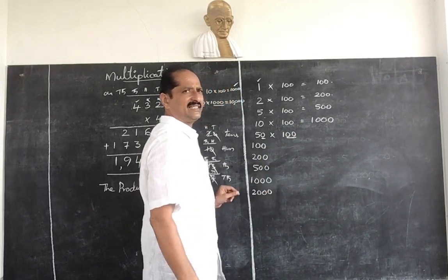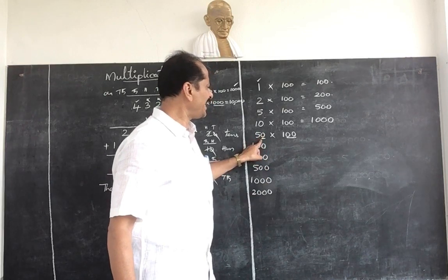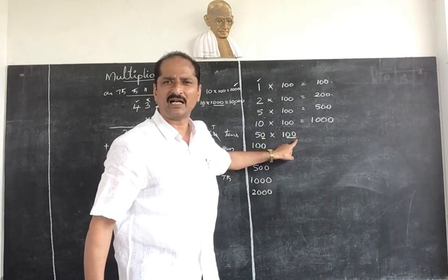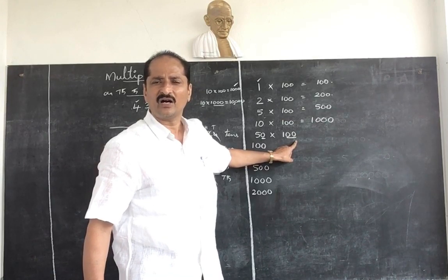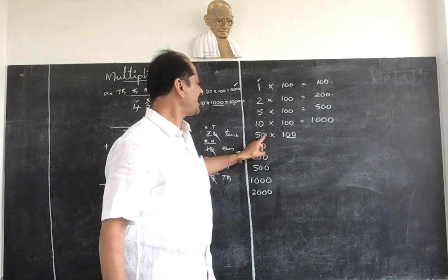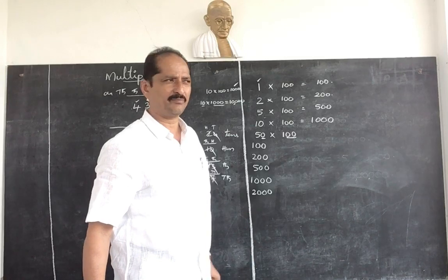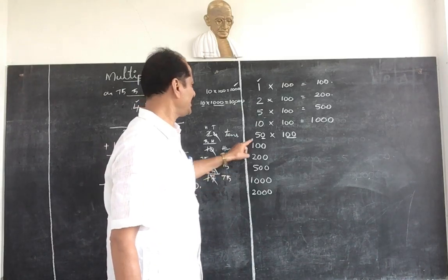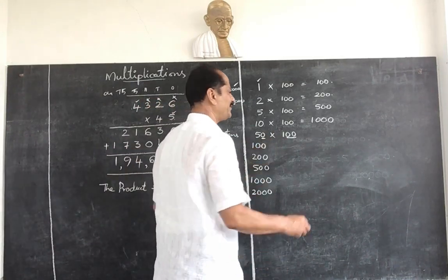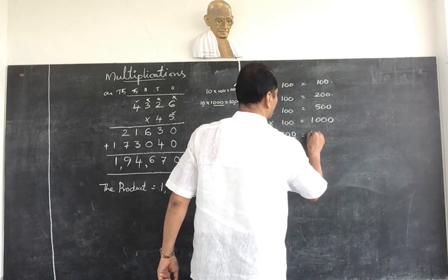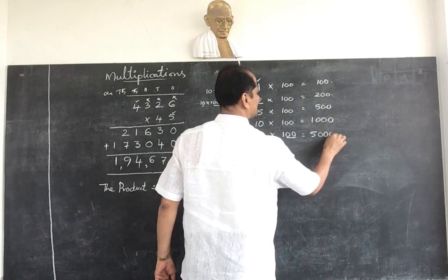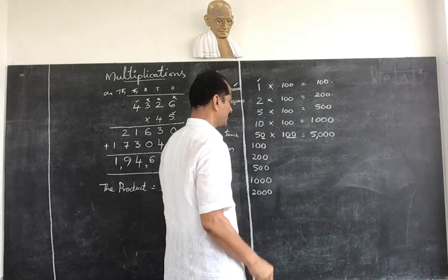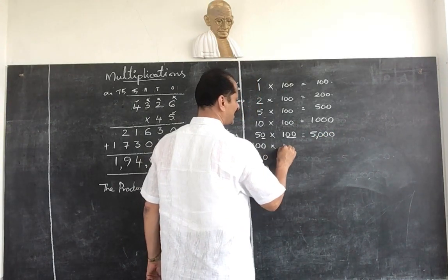So the number of zeros in the multiplicand and the number of zeros in the multiplier should be added after the product of the numbers. So what is the product here? 5 into 1 is equal to 5 is the product. After 5 we have to write 1, 2, 3 zeros. So this becomes 5000.